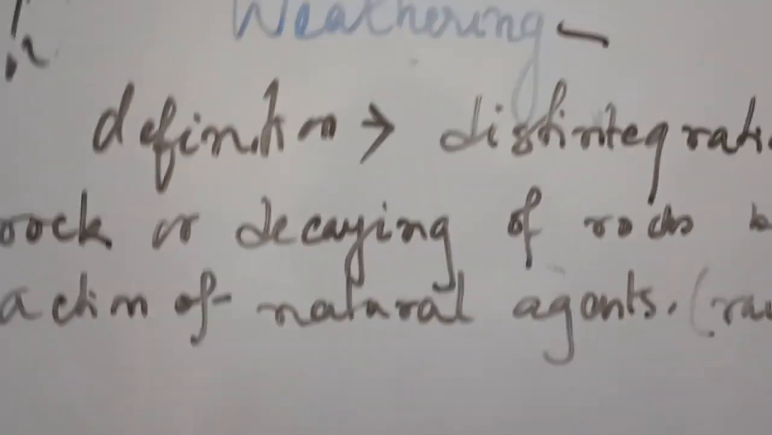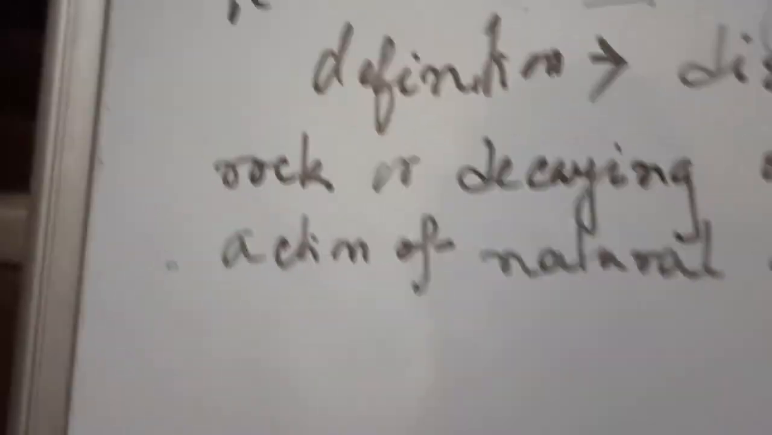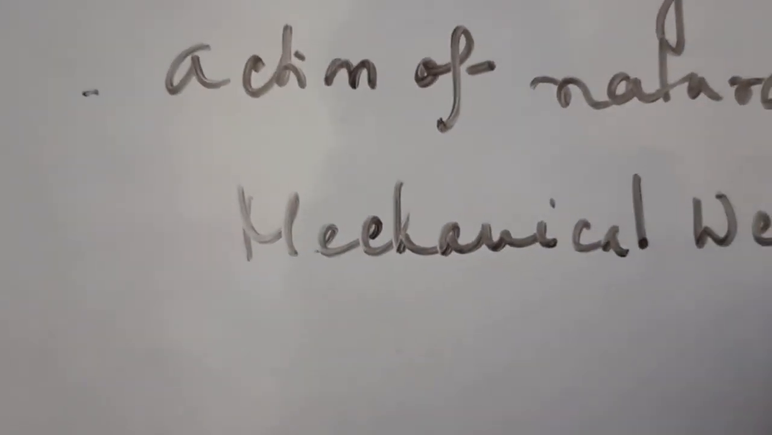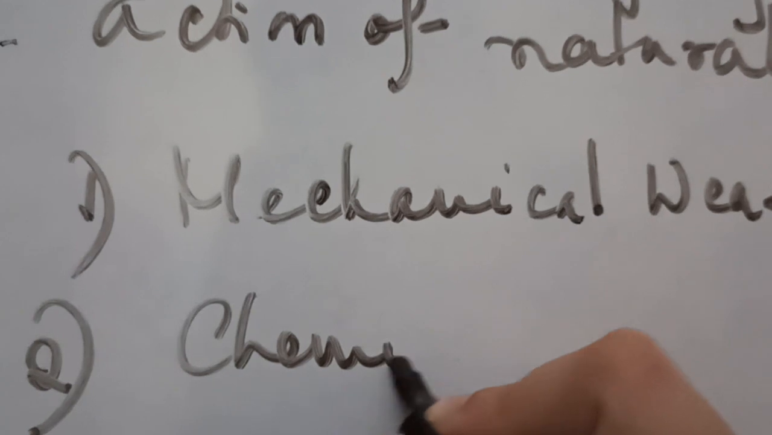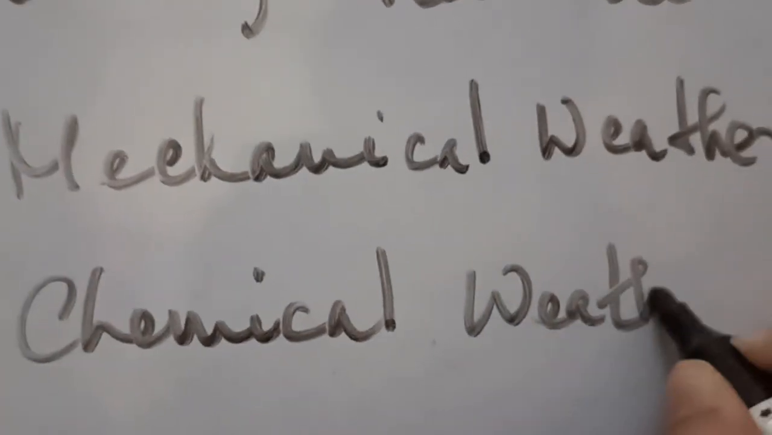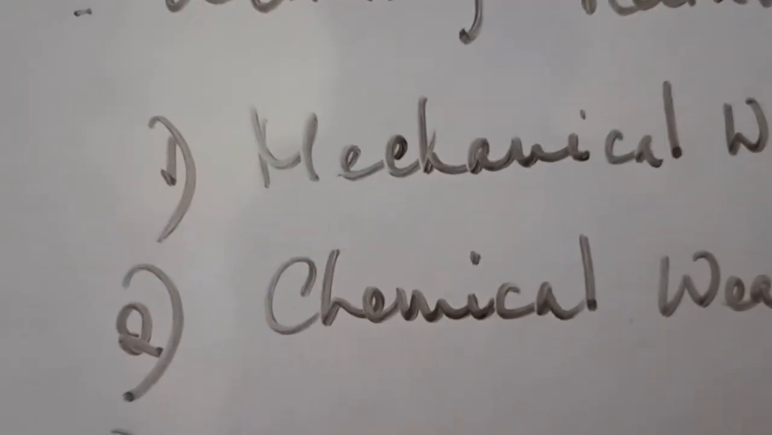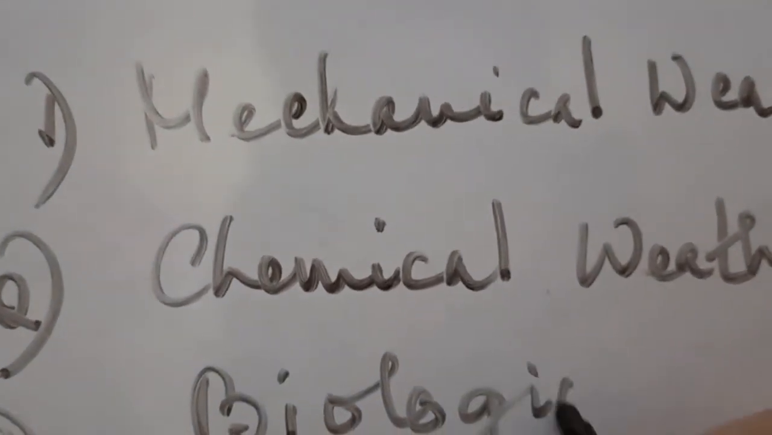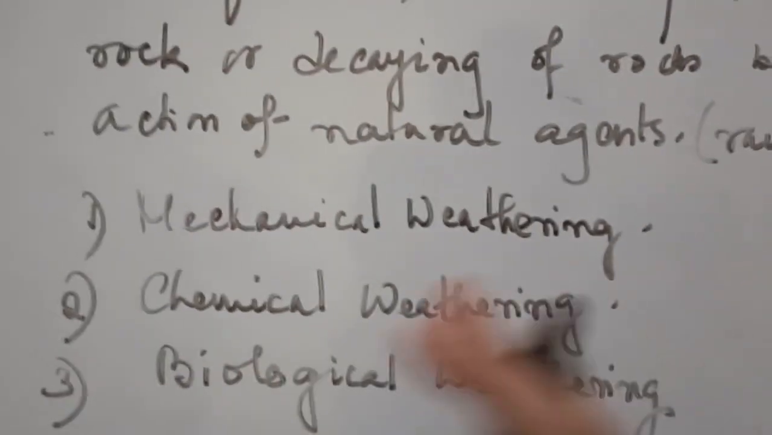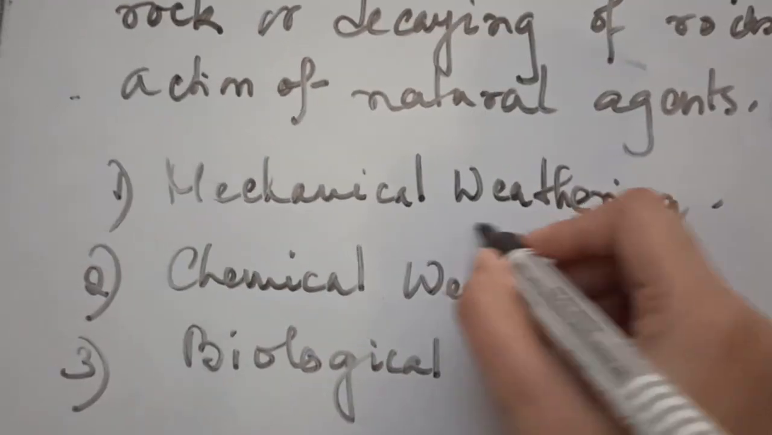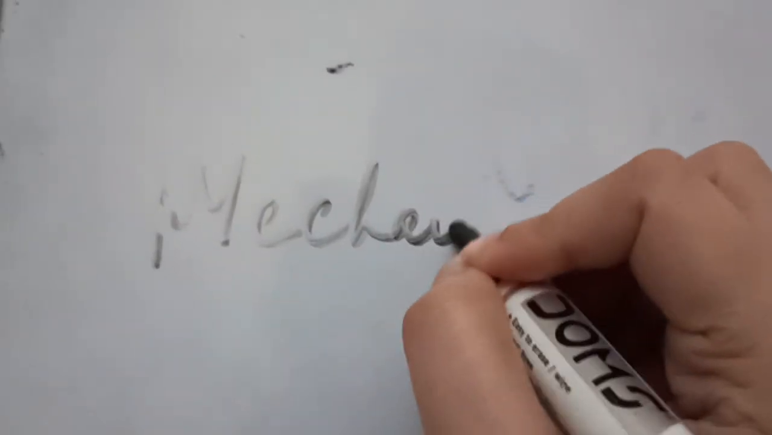Next, weathering is divided into three sections. One is mechanical weathering. Next one is chemical weathering. And the last one is biological weathering. These are the three different forms of weathering. In this video, out of these three, I'm going to start with the mechanical weathering. So let's start with the mechanical weathering.